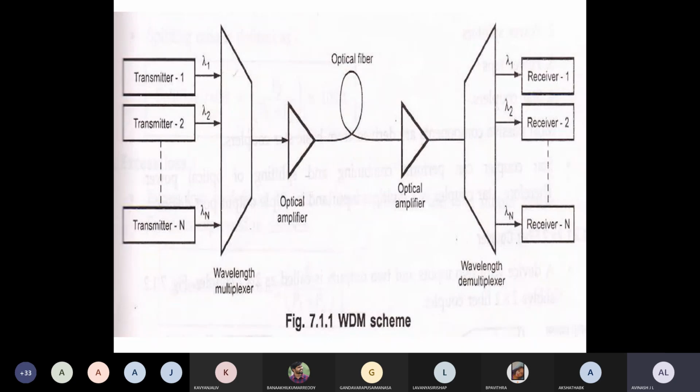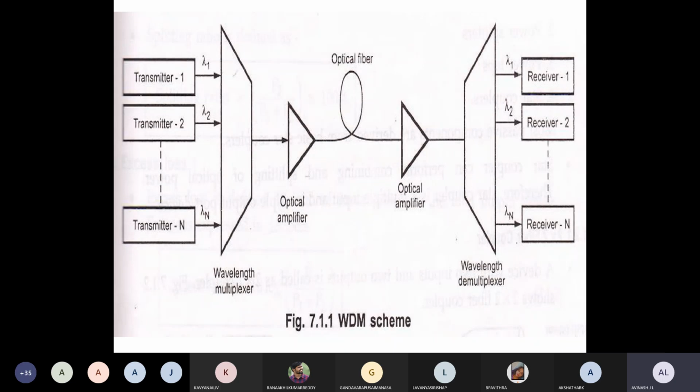In that case the wavelength multiplexer and wavelength demultiplexer are arranged on either side of the scheme. On the transmitter side, a wavelength multiplexer is required. On the receiver side, a wavelength demultiplexer is required. Between the multiplexer and demultiplexer, we will have the optical fiber. Why do we need optical fiber? Because we are transmitting the optical signal, and in order to transmit the optical signal, we require optical fiber.